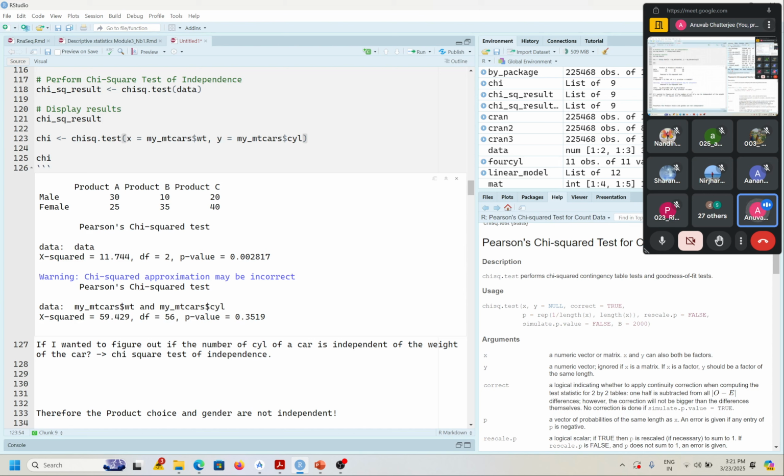Okay, no, I did not understand. Can you show me your screen? How are you getting a significant p-value? Okay, sir.